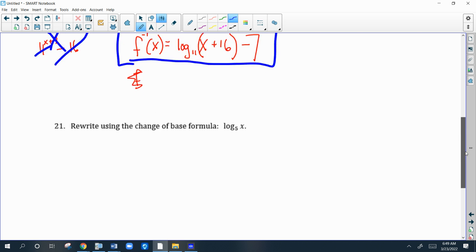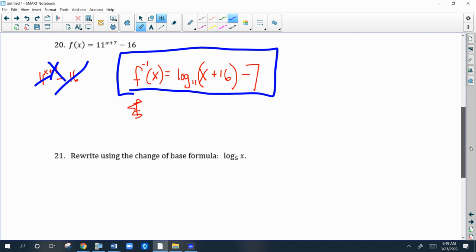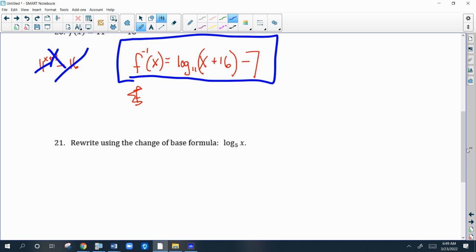And finally, 21 is a really, really simple question. We're going to use the change of base formula. You just have to remember what the change of base formula is. So the change of base formula is this: log base 5 of x is equivalent to log of this number over log of this number. That's it. So I can just say log x over log 5 and be done with it.